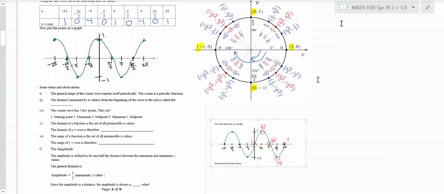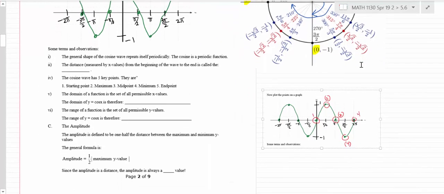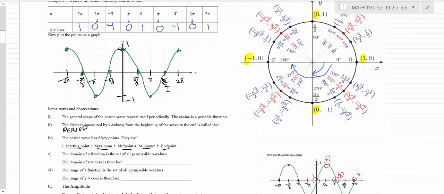All right, so a couple of observations on this. It's the same basic stuff, okay? The distance from the beginning of the wave to the end, again, is the period. The 5 key points are the starting point, the maximum, the midpoint, the minimum, and end point. And it doesn't really matter where you start on this. I usually just do like this. I usually tell students, okay, remember the cosine starts at its high value, okay? But you can start anywhere you want to. Then this would be the midpoint. That would be the minimum. This is another midpoint. And then that's back to the maximum like that, okay?